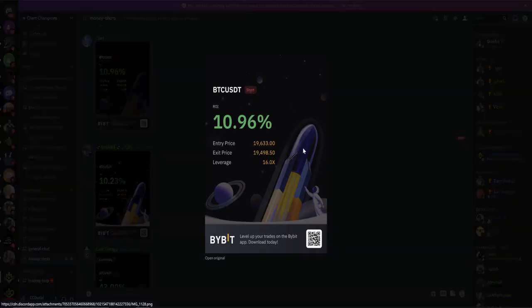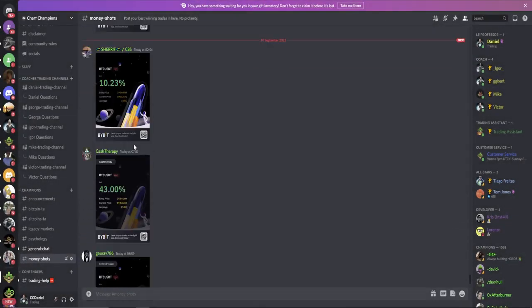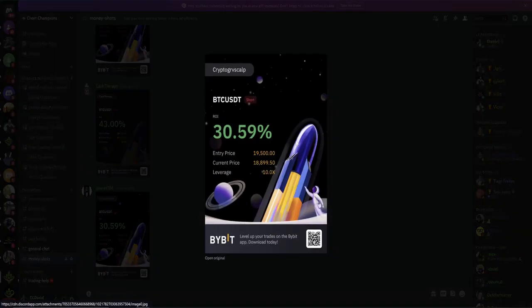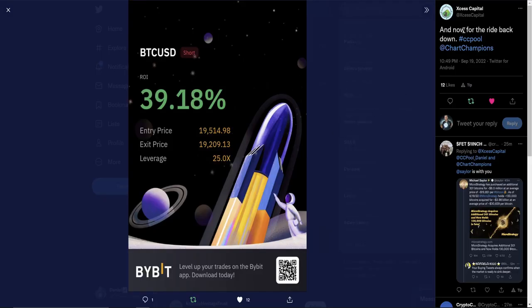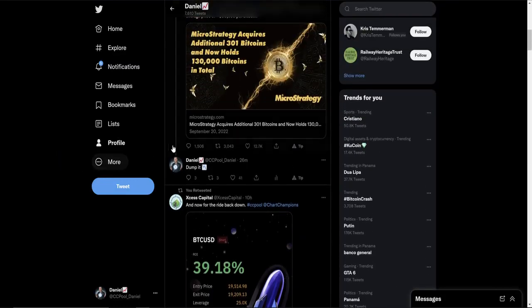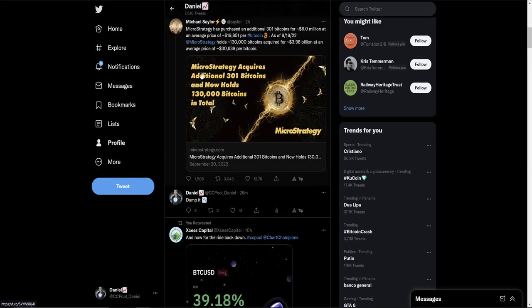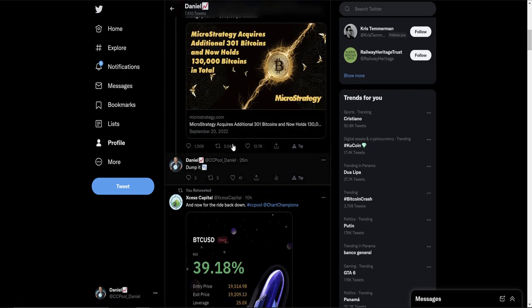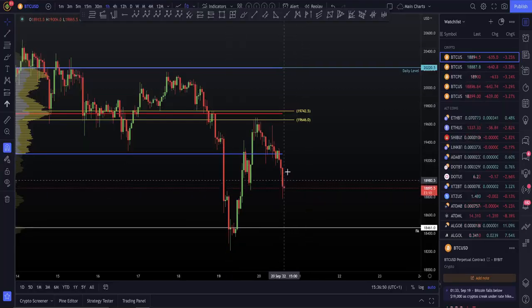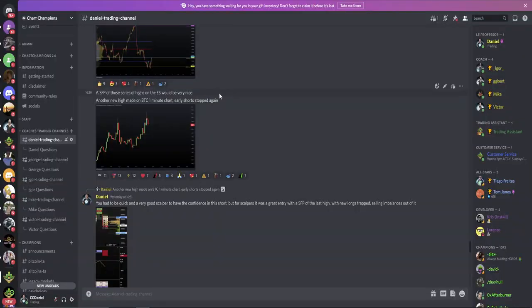But you can see here, all of the champions, 19,600 entry, 19,500 entry, 19,500 entry, 19,500 entry, all of us getting around those really similar entries, even people over on Twitter, and now for the ride back down from 19,500, and the icing on the cake was maybe Michael Saylor buying more Bitcoin. Normally gives a nice little sell sign, right? All fun and games.